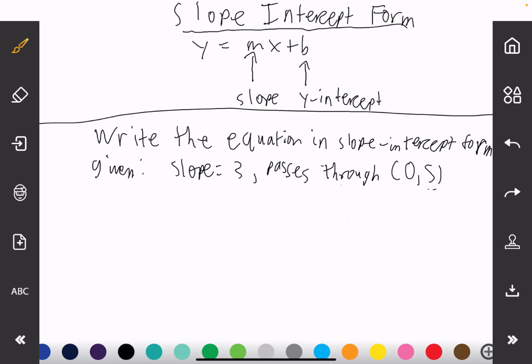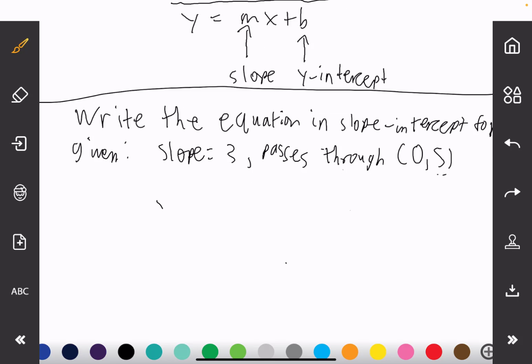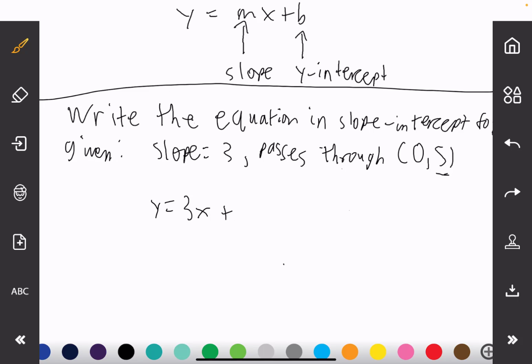So let's write it. We know that y equals, the slope is 3, so we can substitute that in for m. Y equals 3x. And now we have to find the y-intercept, which happens to be (0, 5), because it hits the y-axis. So we take the y value in this point, and we can substitute it in for b. So the final equation is y equals 3x plus 5.